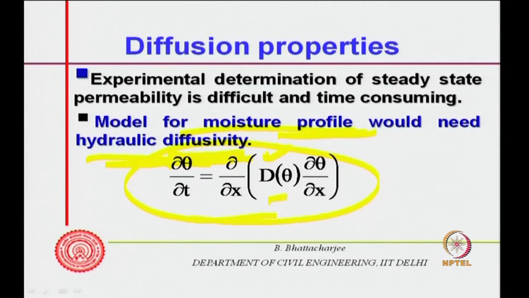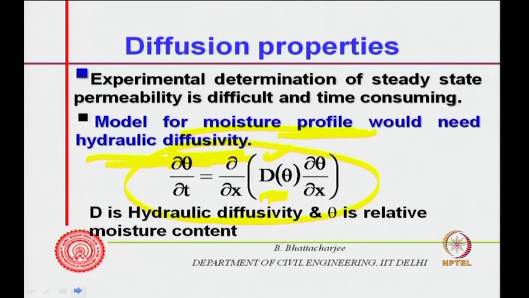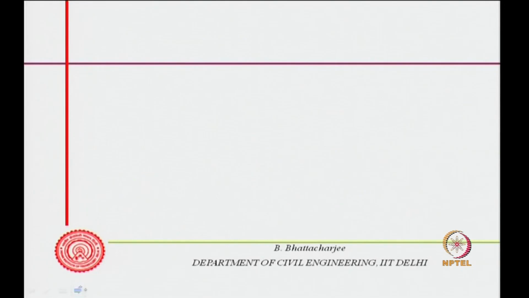This comes from the extended Darcy's law. I am trying to tell you only the importance of this one here rather than permeability, if you want to numerically model the flow, or moisture ingress, into a material like concrete. So, for this hydraulic diffusivity, theta is the relative moisture content. So, you see diffusion properties are important.